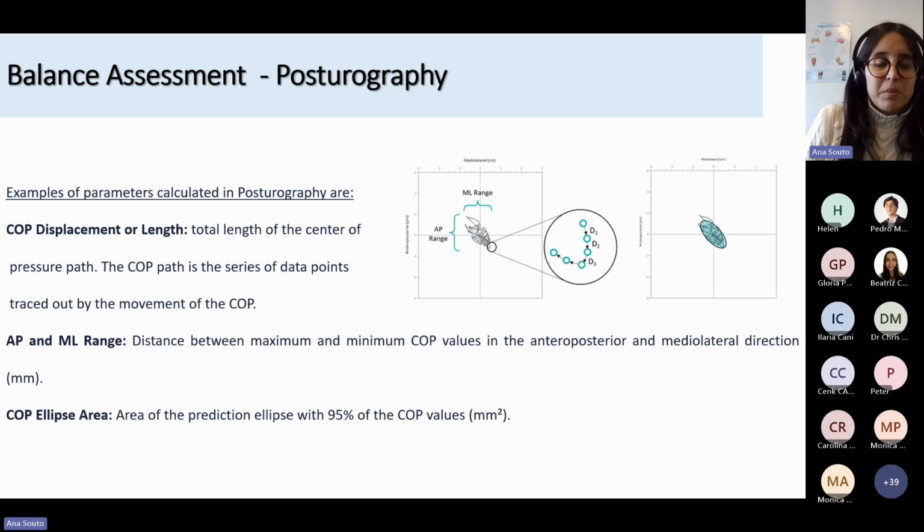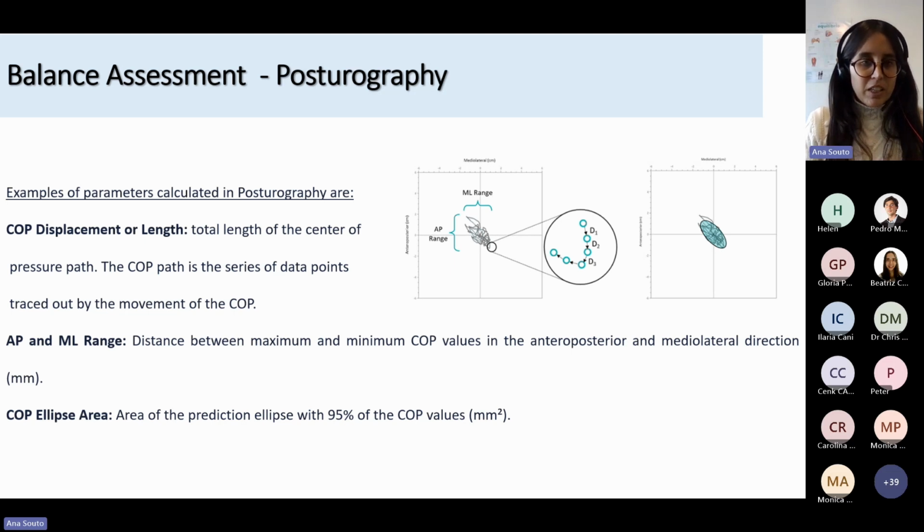important parameter, which is the center of pressure ellipse area. This is also a very useful parameter for clinical assessment and also for research. So this area contains around 95% of the points of the center of pressure, which means that the larger the area, the more unstable a person is. So it's very visible, it's very easy to understand.